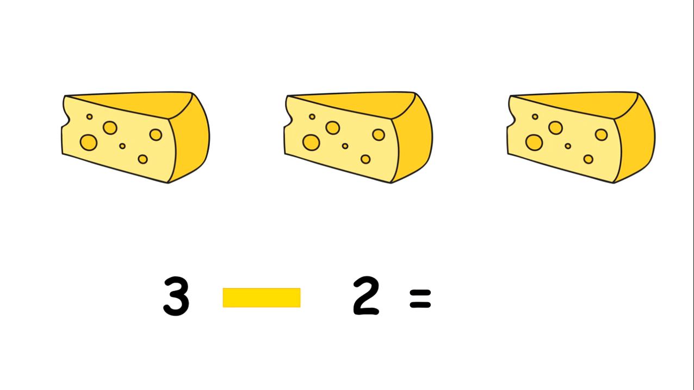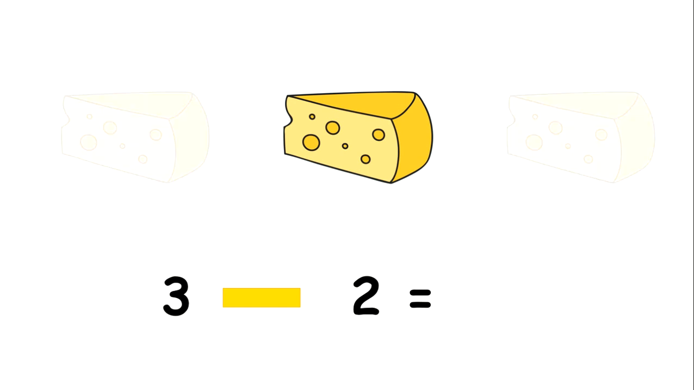So let's take 2. I took the 2, 1 from this end, 1 from that end. And how many are left? We have 1 left. Nice. So 3 subtract 2 equals 1. Nice. So is this less or is this more?